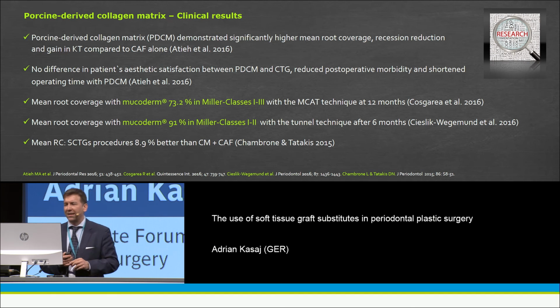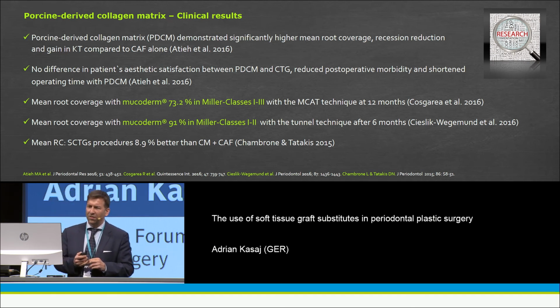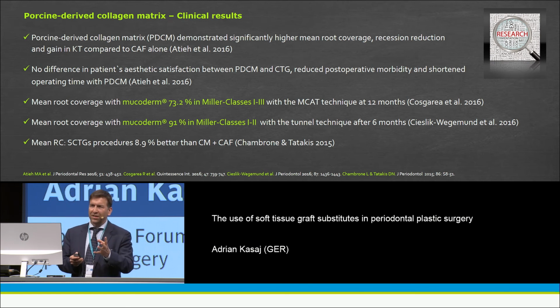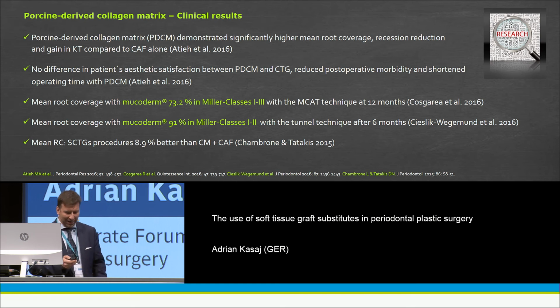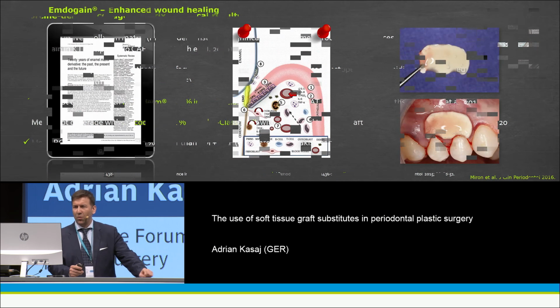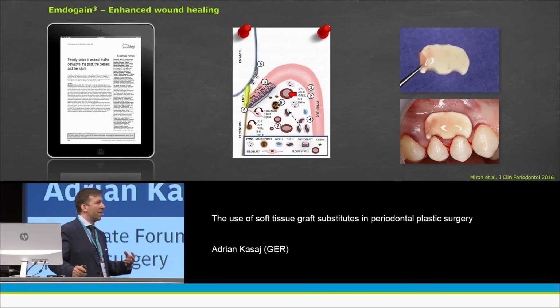And Cairo and Tonetti stated in their last review, still the autogenous grafts are better, about 9%, than the collagen matrices with coronally advanced flap. So the question is, how can we improve the clinical outcomes to come as close as possible to the autogenous grafts? And one possibility is the combination with Emdogain.